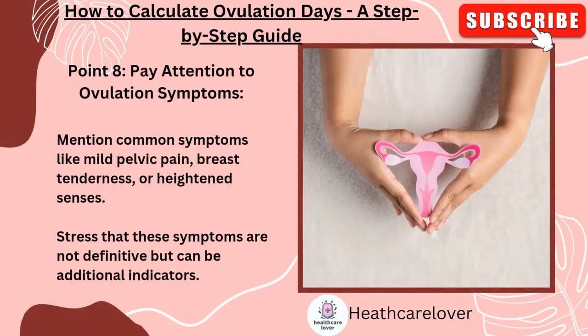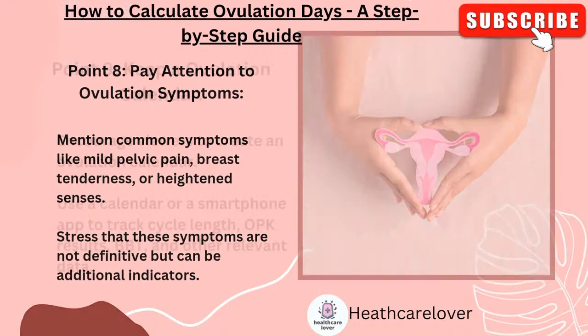Point 8. Pay attention to ovulation symptoms. Mention common symptoms like mild pelvic pain, breast tenderness, or heightened senses. Stress that these symptoms are not definitive but can be additional indicators.